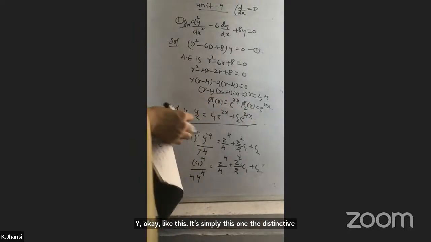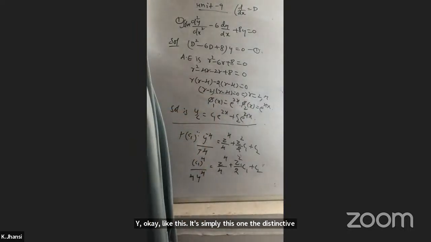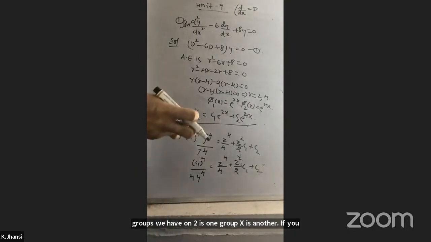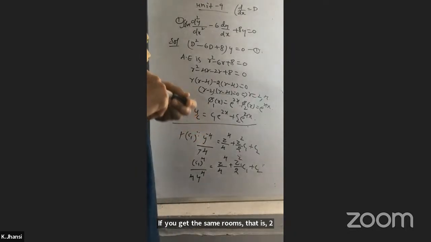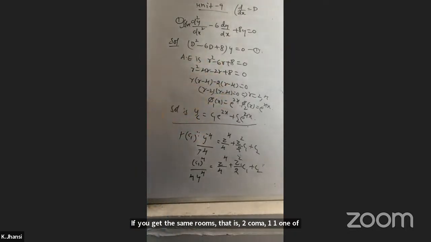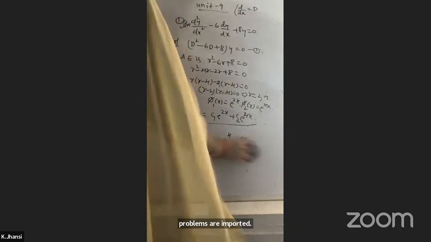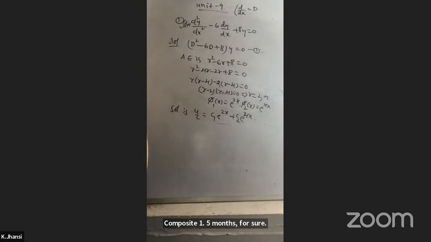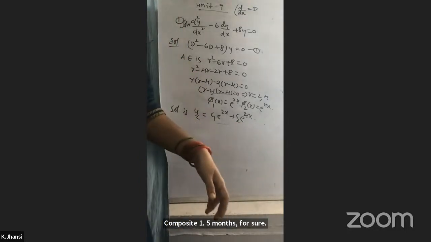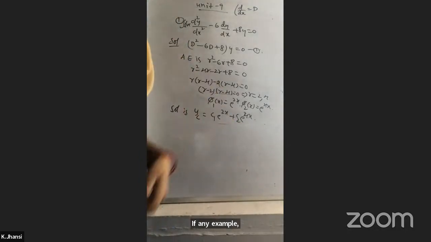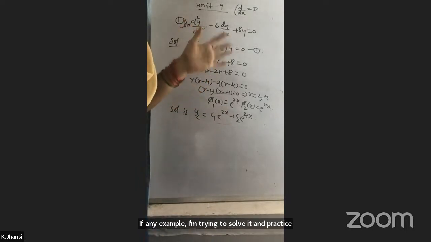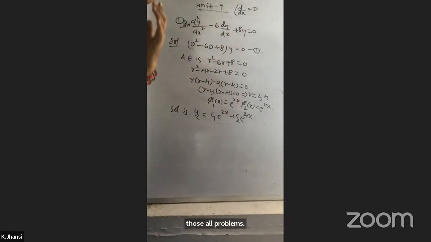So like this, these two are the distinct roots we have got. 2 is one root and 4 is another root. If we get the same roots, that is 2 comma 2 or 1 comma 1 or minus 1 comma 1, I have told how to write the solution for that. So like this, these problems are important. You will get a compulsory one 5 marks question from Unit 9. If any example problems are there in your textbook, try to solve them and practice all those problems. So tomorrow I will give important questions and block 4. Okay, we'll see tomorrow.